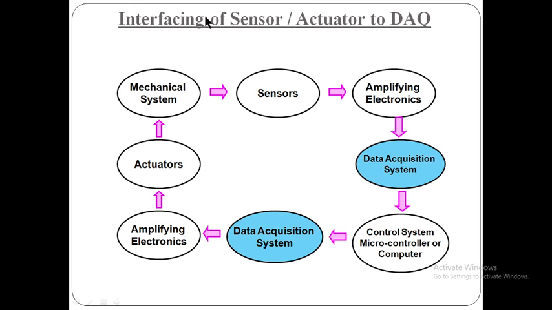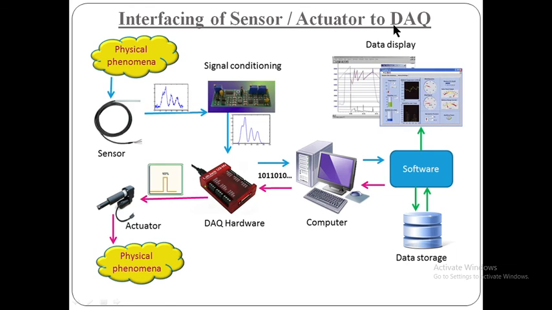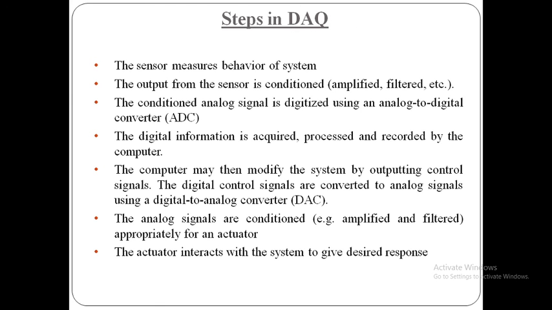So this is the example of interfacing sensors and actuators to a data acquisition system. Okay. The steps in this data acquisition system I will explain in the next section. Thank you.